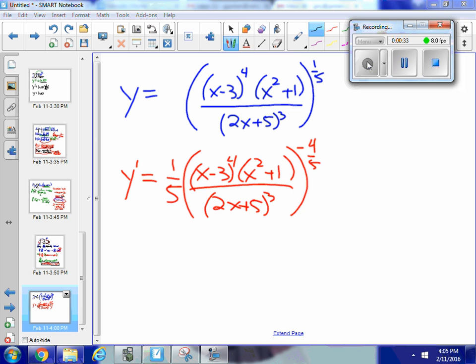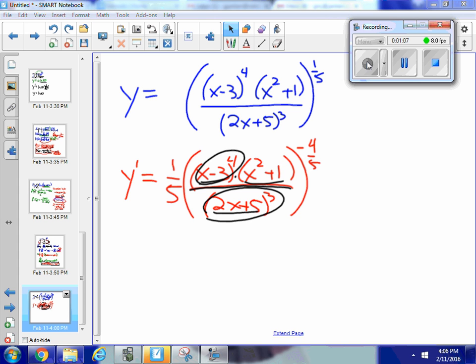Now that was just taking the derivative of the outside. Now I have to take the derivative of the inside. And I look at this inside and I say, man, I got a product in the numerator, I got a quotient going on, I have this outside and that inside, and I could just see this was going to turn into one big giant nightmare. So I decided to introduce logarithms in order to simplify this problem.